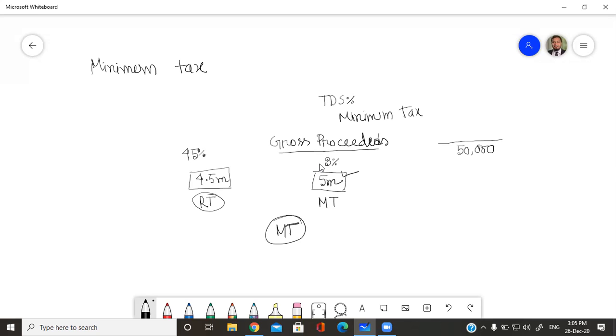However, say the regular tax is 14.5 million, but the minimum tax is 5 million. In that case, which one is to be paid? The tax calculated on the 14.5 million, based on the regular assessment. So this is how minimum tax works. When your regular tax is greater than the minimum tax payable, obviously your regular tax should be paid. However, if your regular tax assessment is less than the minimum tax, in that case the minimum tax should be payable.